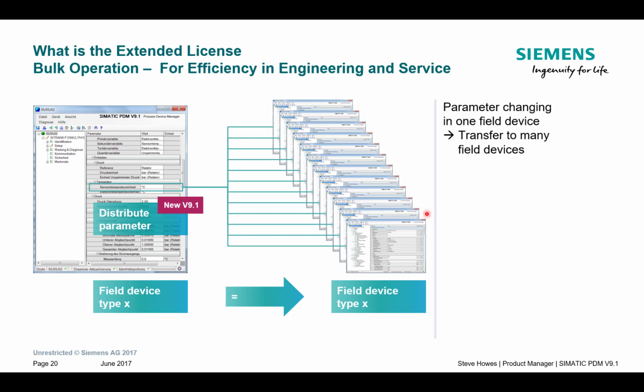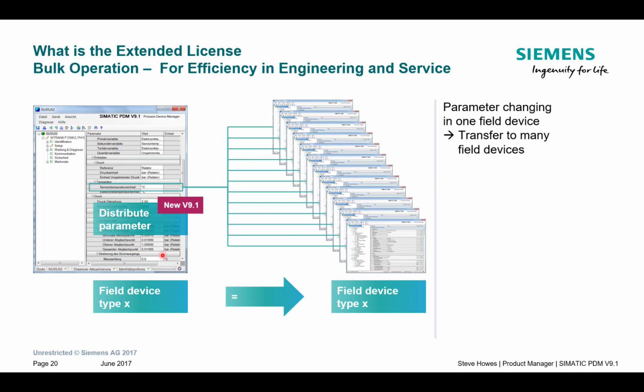So part of the extended license, you can right click your parameter. On this example it's degrees Celsius, and then do a bulk distribution of that parameter to all of the instruments that are the same on your plant. So things like fail-safe levels, volume curves can be transferred from one device to multiple devices, so it really reduces your configuration time for larger projects.